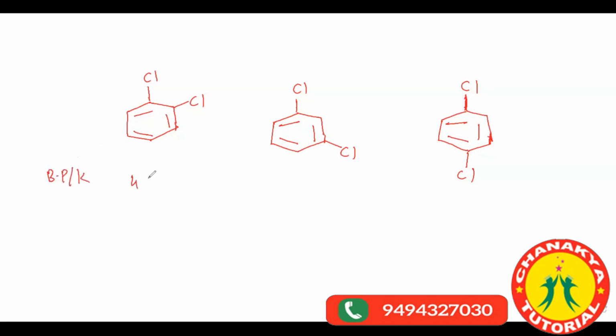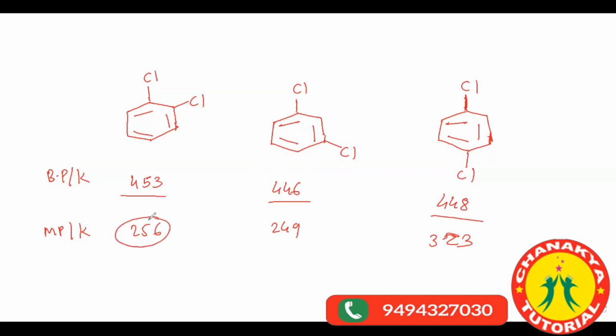I'll write it here for the boiling point. 453 Kelvin, this is 446 Kelvin, this is 448 Kelvin, correct? And now for the melting point, in Kelvin it is 256, 249, and this will be 323. So you can check this is 453, 446, 448. So it does not differ much, right? Nearly the same. But for the melting point, a noticeable difference is there.